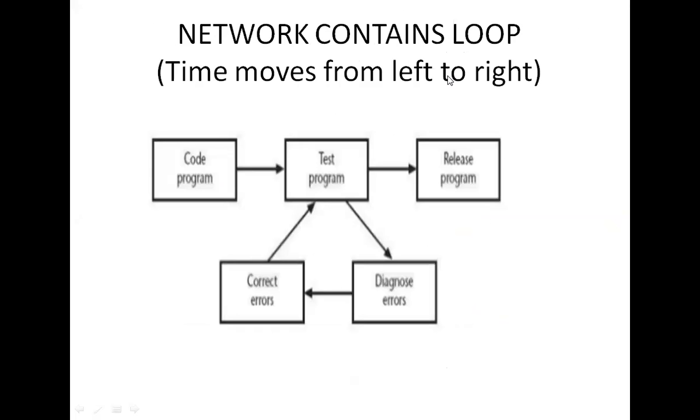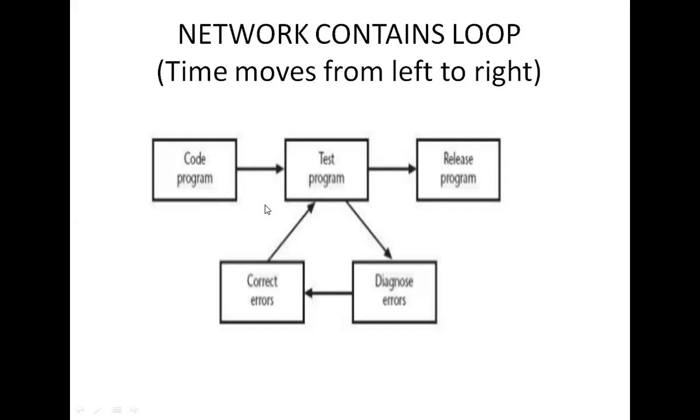So first, what is a loop? A network contains loops. Time moves from left to right only. Here we can also add arrows to the lines to give stronger visualization. This figure represents a loop in the network. A loop represents an error that cannot occur in practice.